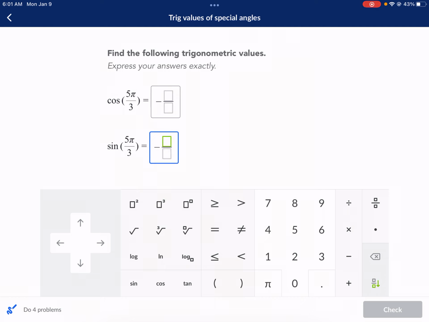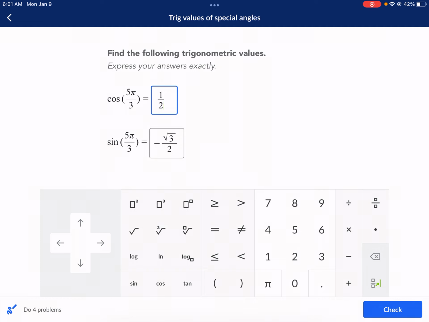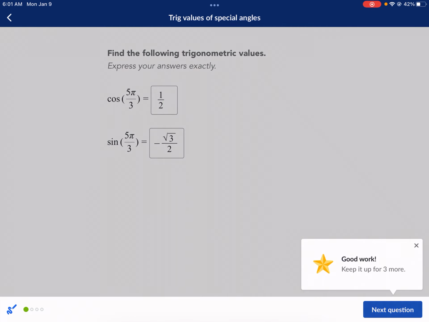Let me go ahead and type that in. Square root of 3 over 2 for the sine. And then the cosine was actually positive, right? Because we're in the positive value for the x's. So we're going to just put 1/2 here, and then we should be good. So we got negative square root of 3 over 2. We got positive 1/2, and we got it.